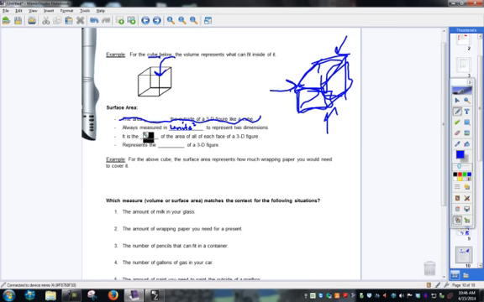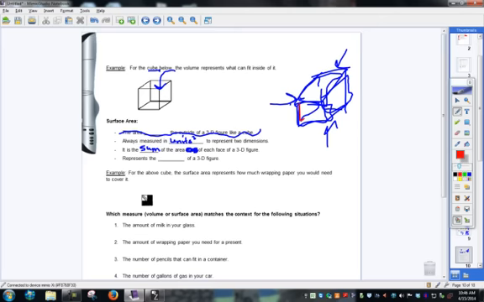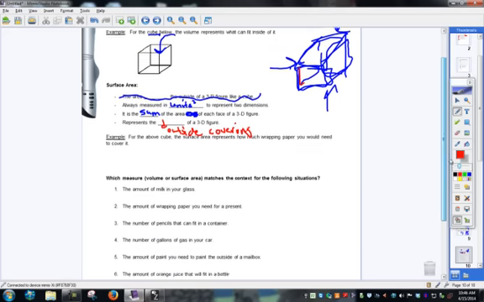It is the sum of the area of each face of a 3D figure. As I just said, we find the area of the front, we find the area of the back, we add them together. We find the area of the right side, left side, add it all together. Okay? And it represents the outside covering of the figure. Okay?